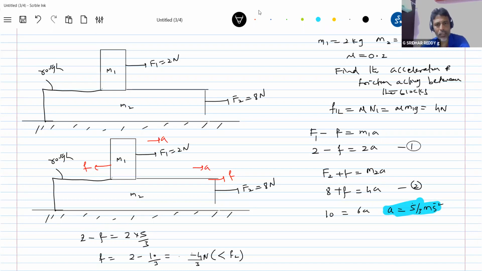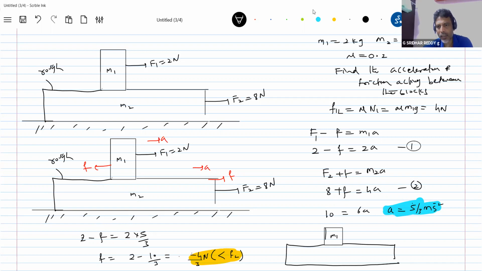Okay, now you see that I got the negative value. What should I interpret? This negative sign is very important. In fact, the assumed diagram should have been like this. I'll give one small diagram. Nothing wrong, we didn't go wrong. Just what happened? The direction of friction we assumed in a different way.